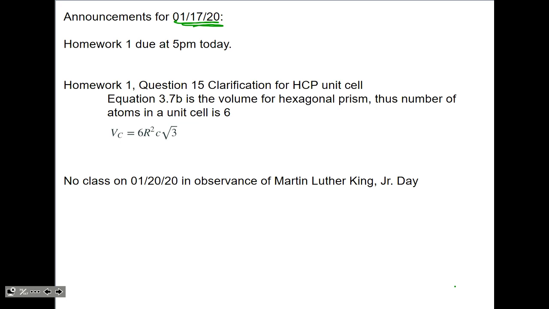How many atoms per unit cell do I use if this is the volume of the unit cell? Just keep track of which cell you use. It should be equivalent, and if you haven't already, try it yourself and verify that indeed you get the same density.